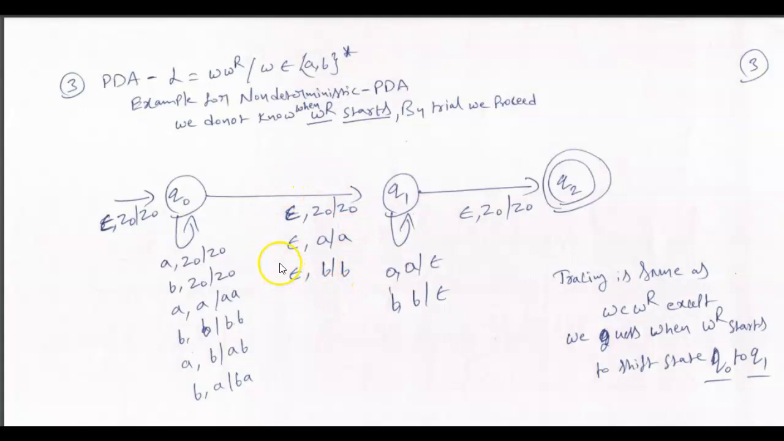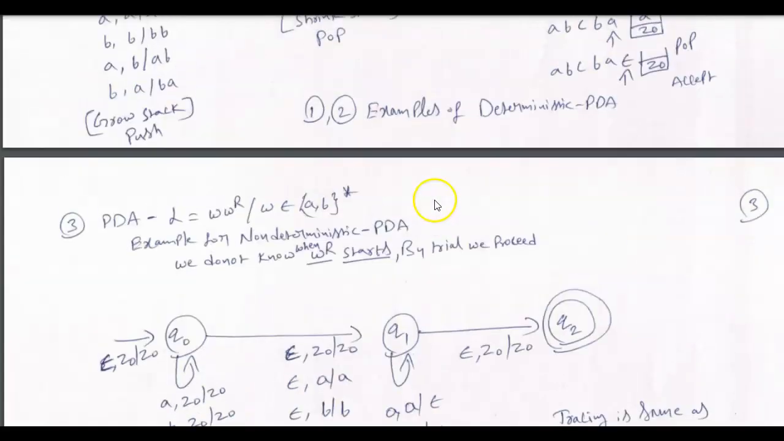The only matter over here is that we won't consume any input symbol while transitioning from Q0 to Q1. In the same way, for the input symbol, we have another transition, epsilon, Z0, Z0. These are the additions for W W to the power of R.